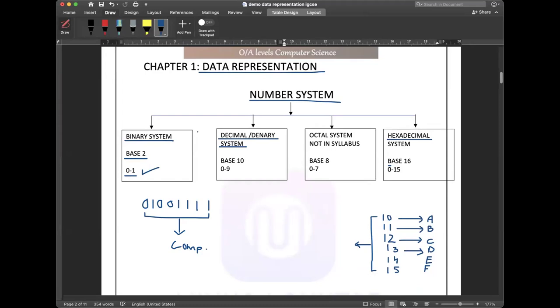What's the name of the other system? Denary or decimal. In denary, we have base 10. What do you mean by base 10? It means that you have numbers starting from 0 till 9. So if you count them with fingers, it will be 10. So these are the number pattern 0 till 9, denary.